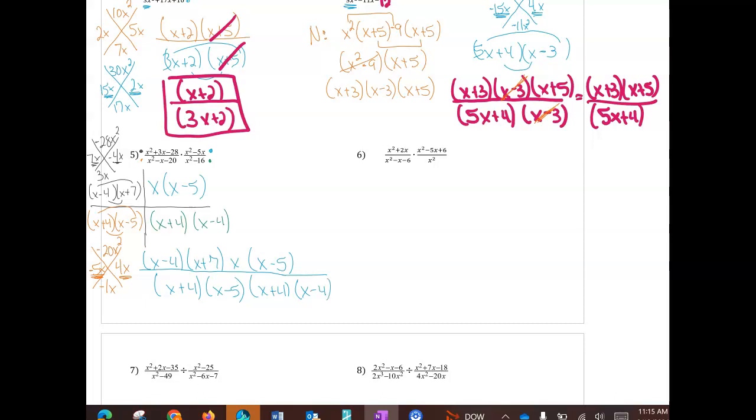Now I'm ready to cross off. So I see an x minus 4, an x minus 5, and that's it. So my final numerator is an x with an x plus 7 and an x plus 4 twice. So you can put a little squared, or you can just write the x plus 4 twice.